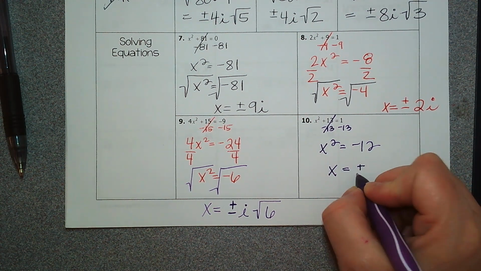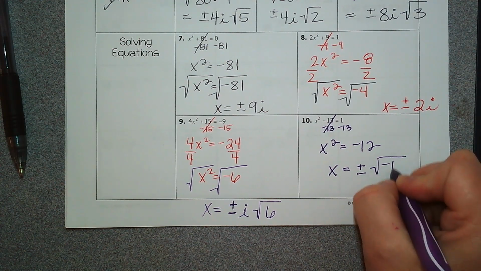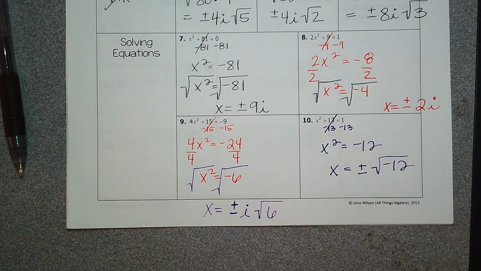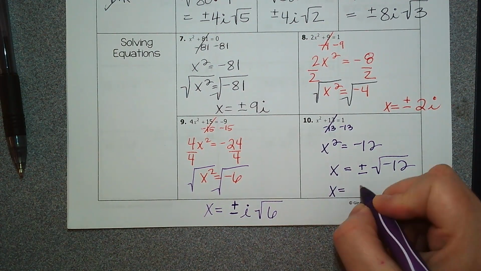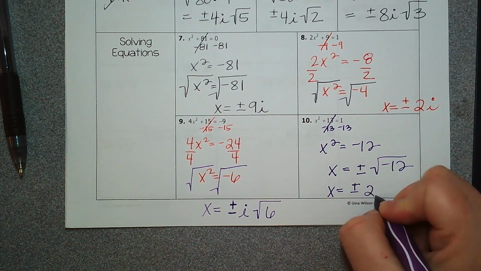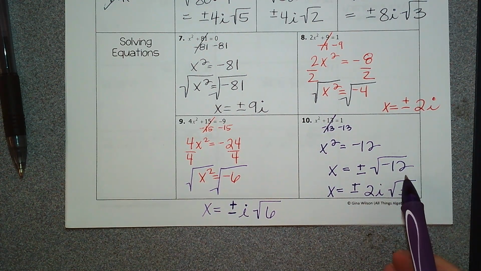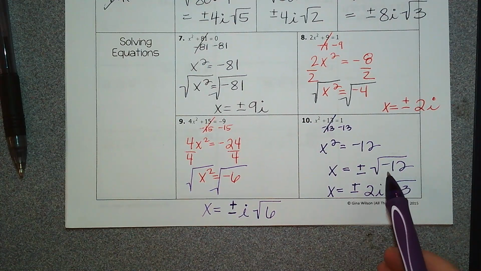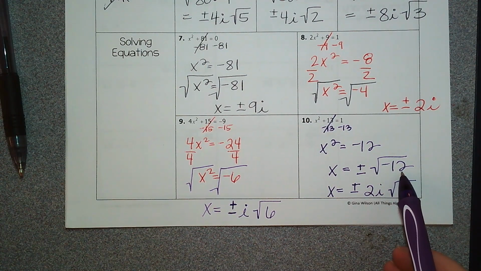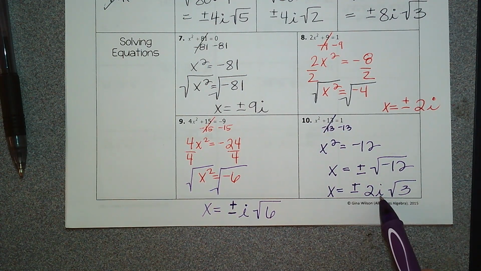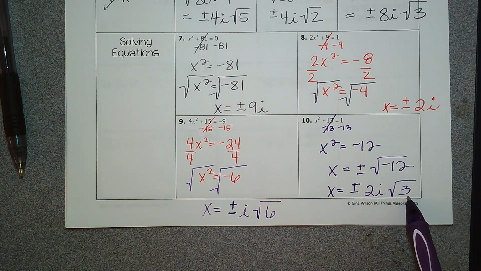Number 6. What is the square root of negative 12? Negative 12 is 4 times 3 times negative 1. Square root of 4 is 2. Square root of negative 1 is i. 3 stays under the radical because I can't take the square root of 3. It's not a perfect square.